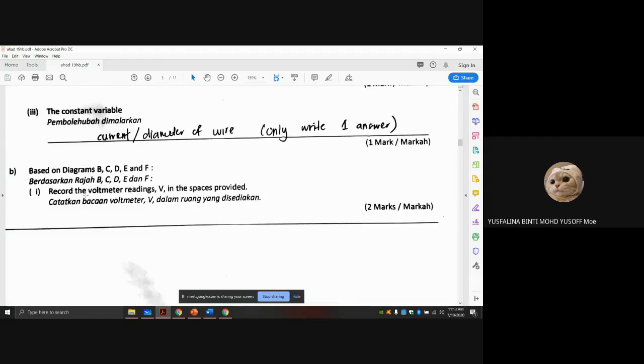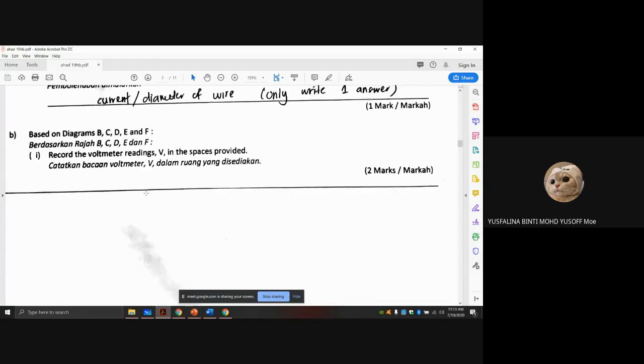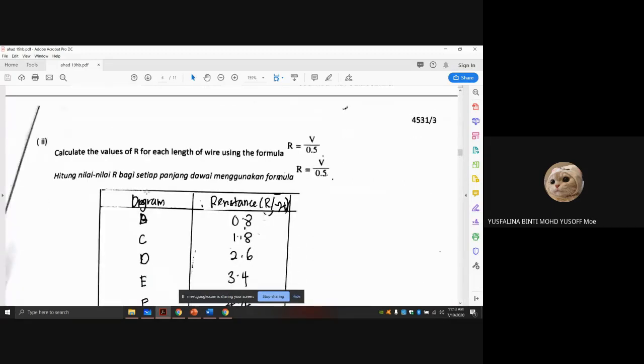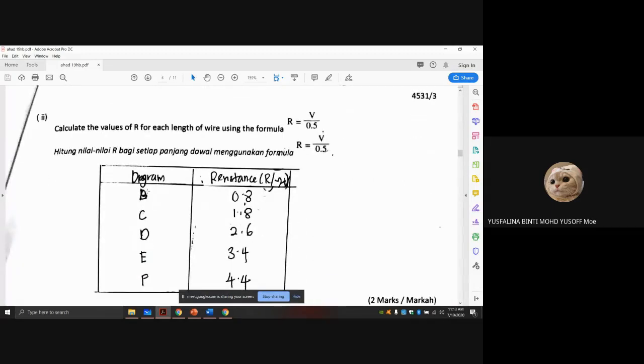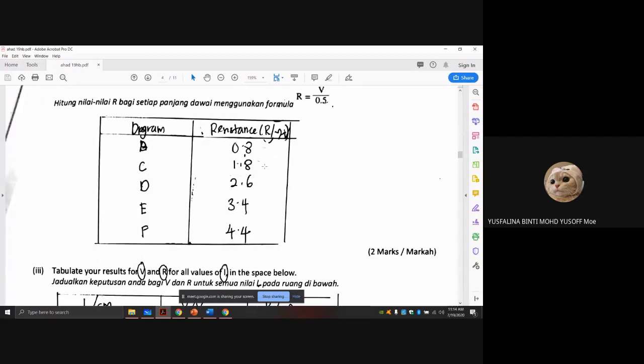And then you have already recorded the value. We already read the value of the voltmeter reading. The next one, you have to calculate the R, using the formula R is V divided by 0.5. This one you can actually get from Ohm's law, right? R equals V over I. So the I is the constant one, so we replace the I value with 0.5. Then you calculate. So this is your answer: 3.4, 4.4.